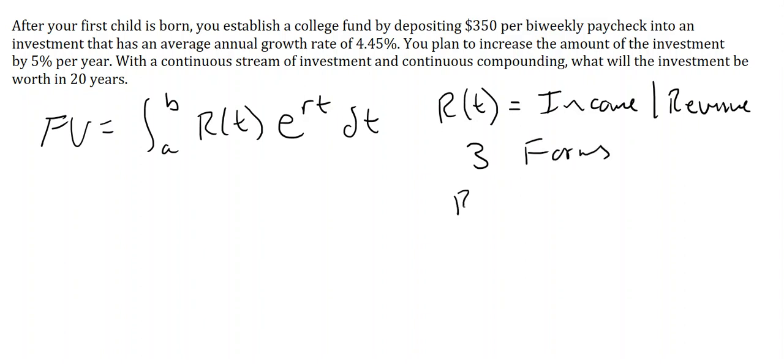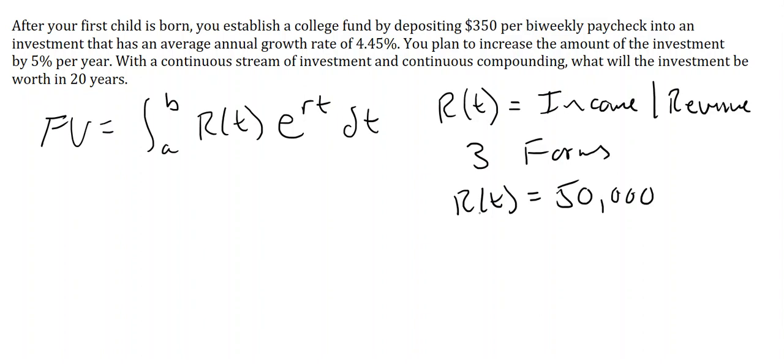One of them would be a constant function. So let's say you earn $50,000 a year, and that's not going to change. Then your revenue function would be $50,000. That would be your continuous stream of annual income.